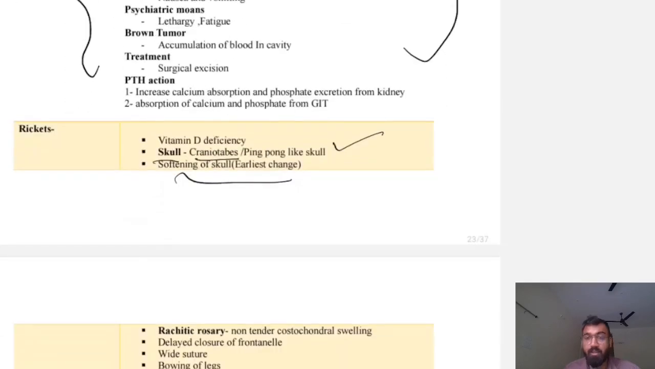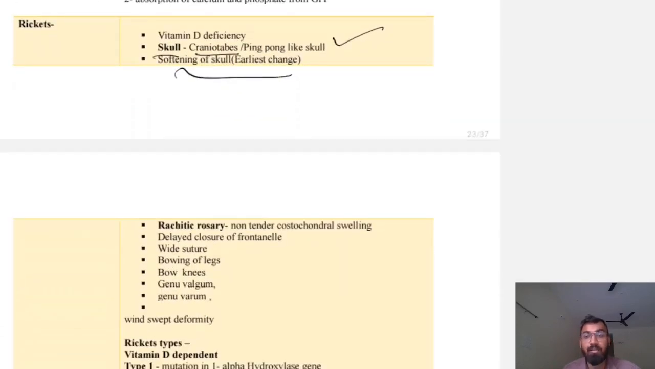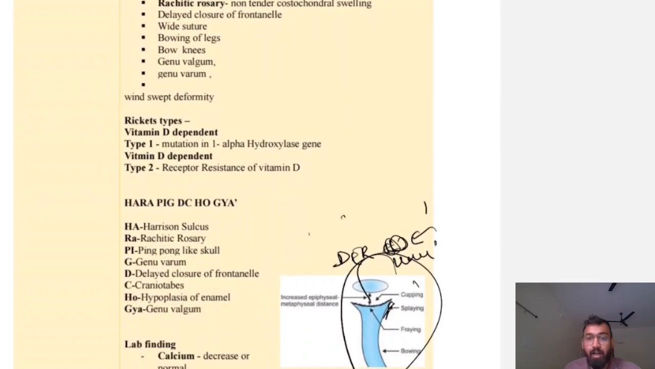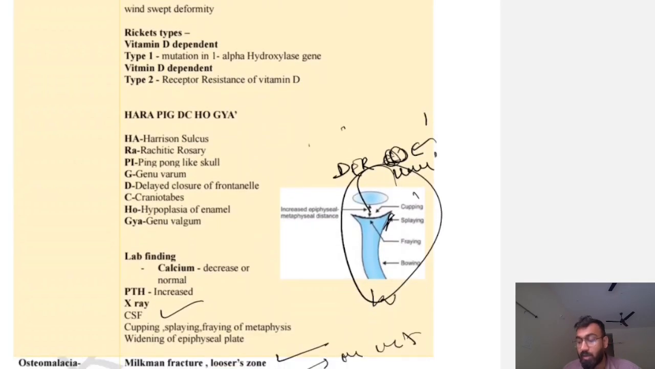Next is rickets. So rickets is due to vitamin D deficiency, and it is seen in kids, in infants. Okay, so vitamin D deficiency in infants causes the ping pong like skull, craniotabes, because calcium is deficient, so bone is weak, so bone can bow. That's why bowing of bone, cupping, splaying, fraying, you can see in the physis. Okay, there are two types: vitamin D dependent type 1 is a mutation in the 1-alpha hydroxylase gene. Vitamin D dependent type 2 is receptor resistance to vitamin D.